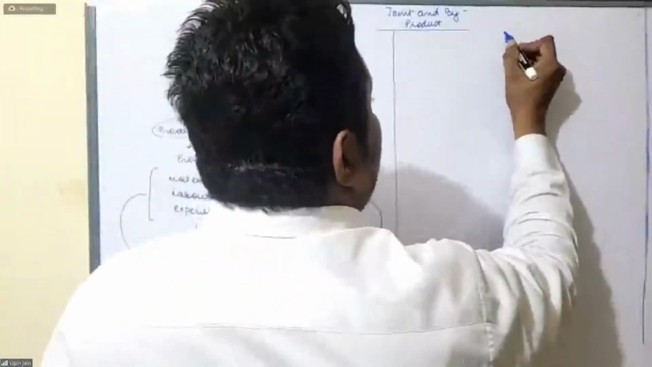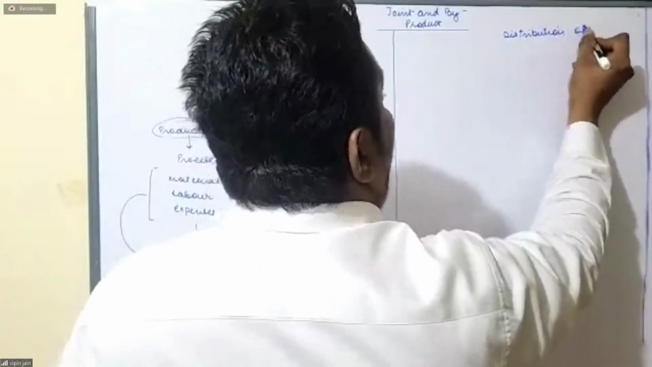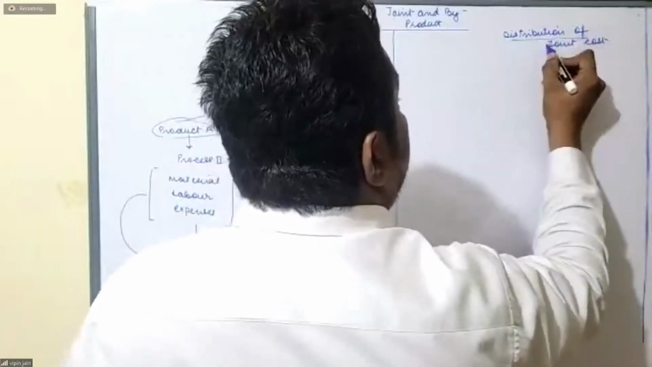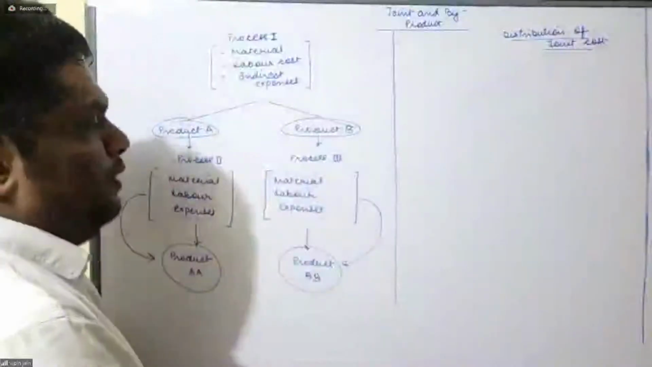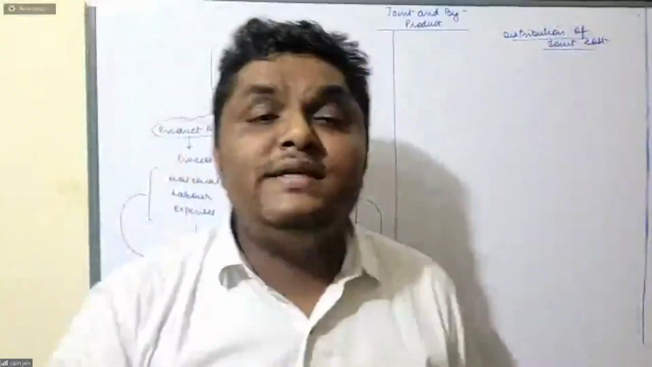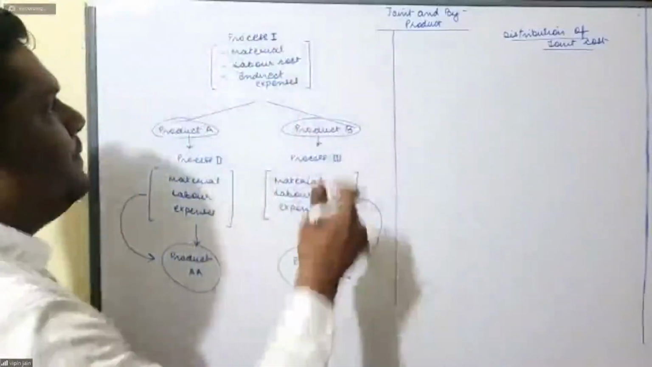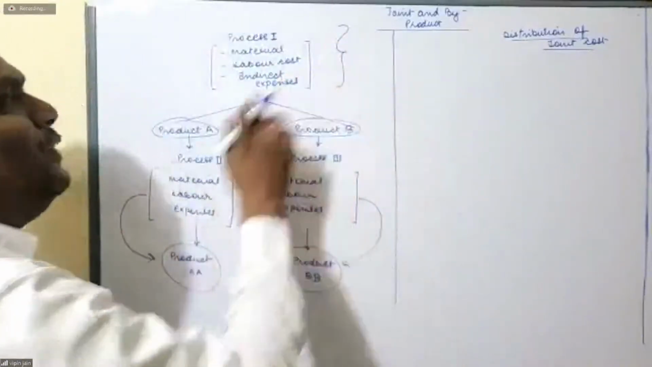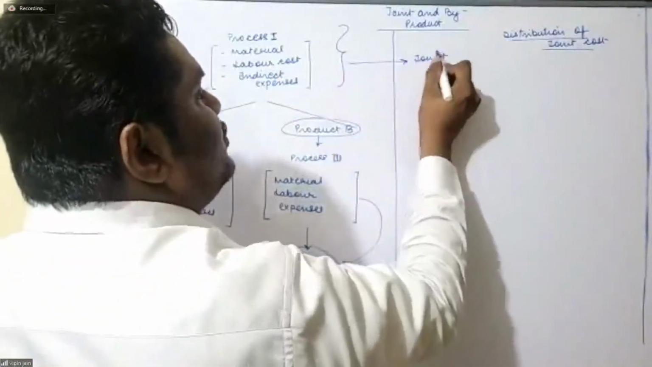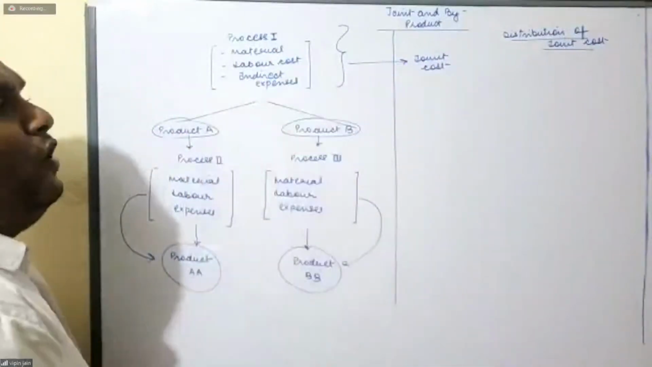So the major object of this chapter is what? Distribution of joint cost. Now I have used the word distribution of joint cost. Now what is joint cost? Very simple. The cost of process first is what we call as the joint cost.